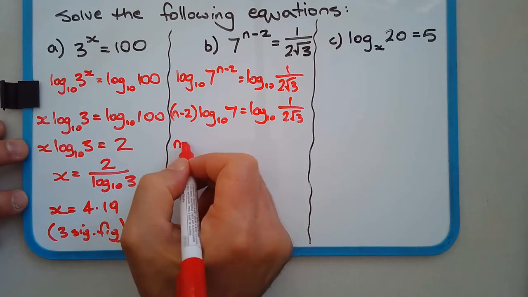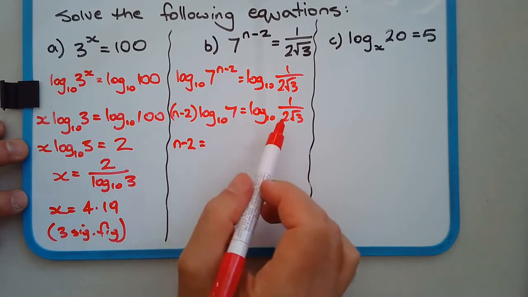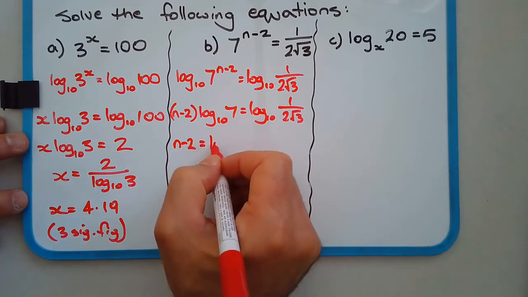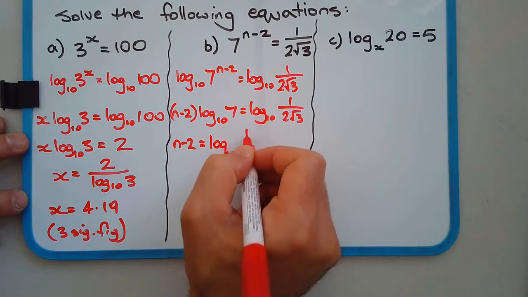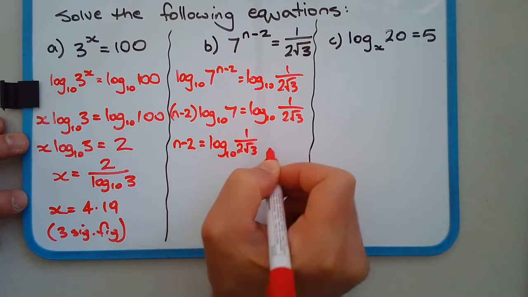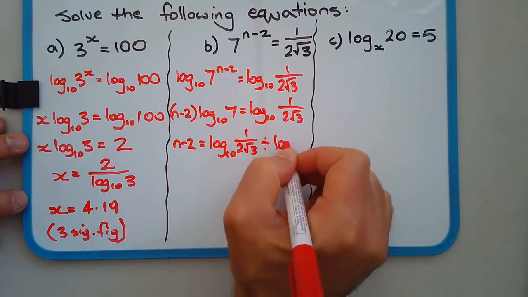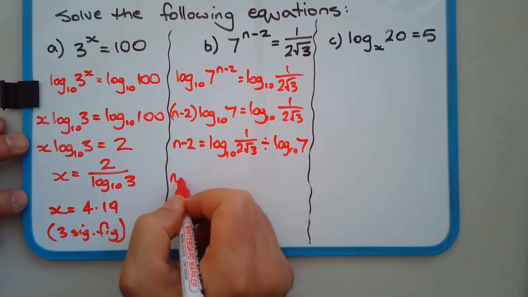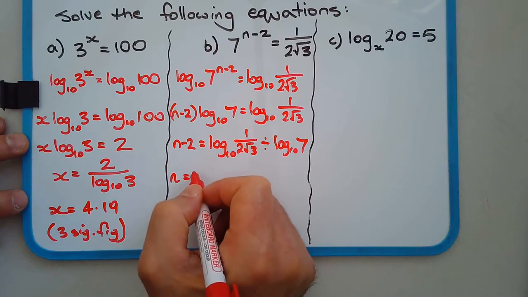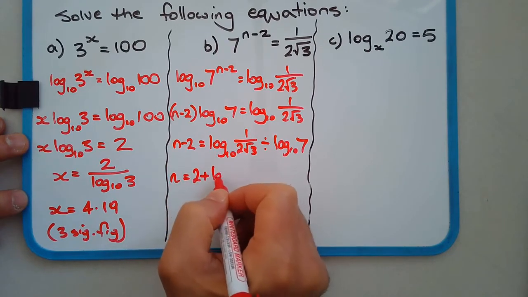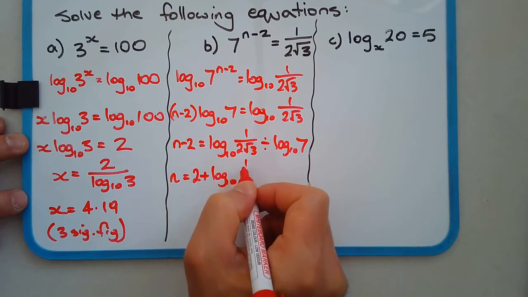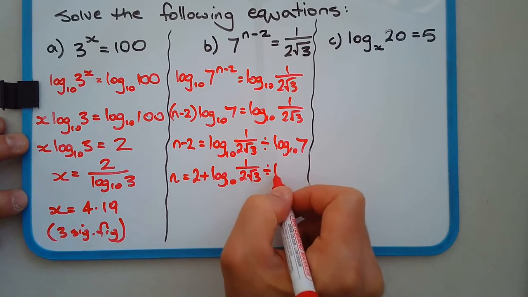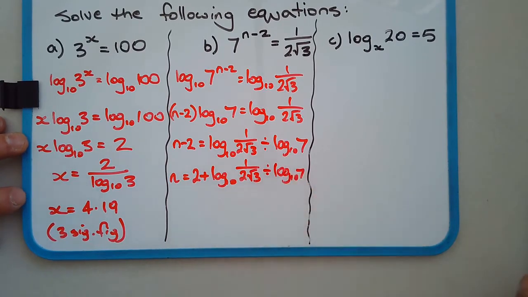Now we can make n minus 2 the subject of the formula by dividing the right hand side by log base 10 of 7. So that's going to be log base 10, 1 on 2 root 3 divided by log base 10 of 7. Then we add 2 to both sides, so n is equal to 2 plus log base 10 of 1 over 2 root 3 divided by log base 10 of 7.